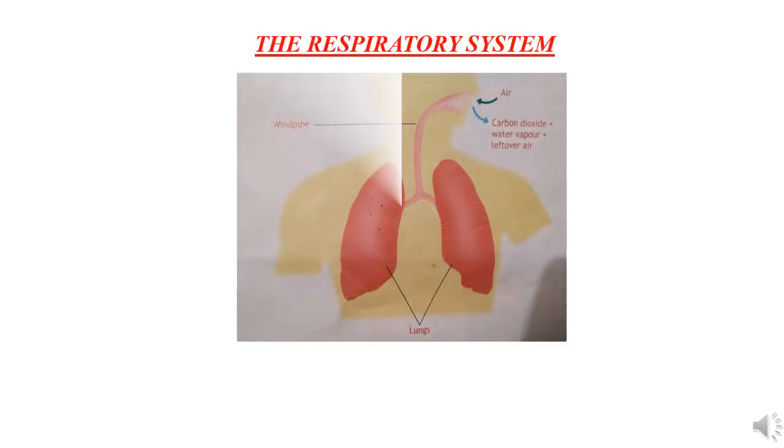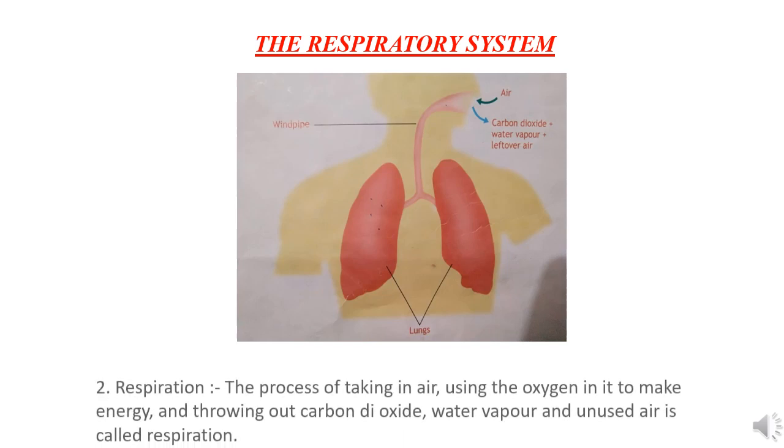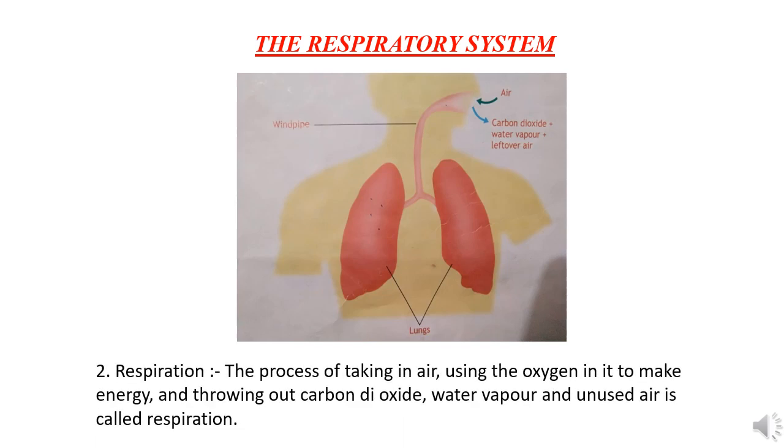Now, students, you can see on your screen the diagram of the respiratory system. Before we go into the working of the respiratory system, let us first understand the definition of respiration. The process of taking in air, using the oxygen in it to make energy, and throwing out carbon dioxide, water vapor, and unused air is called respiration.